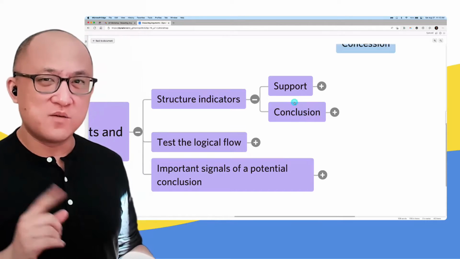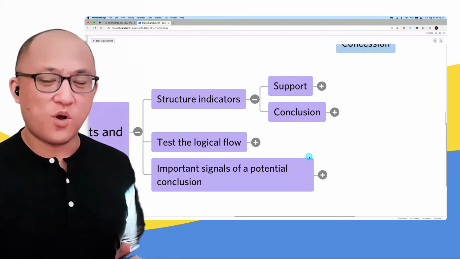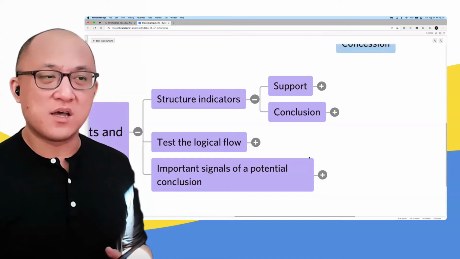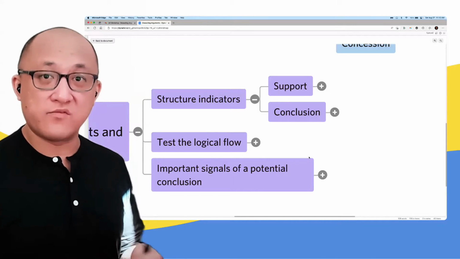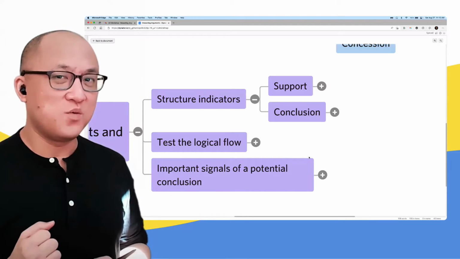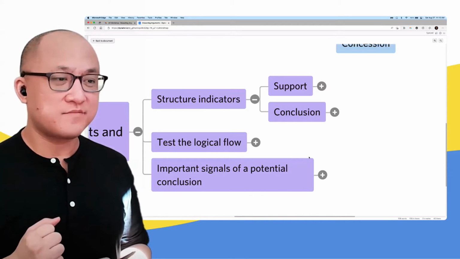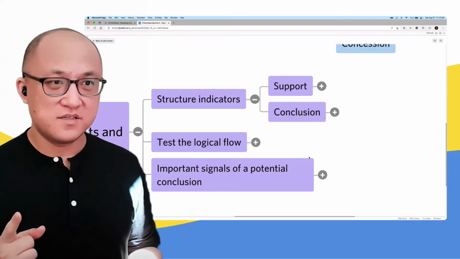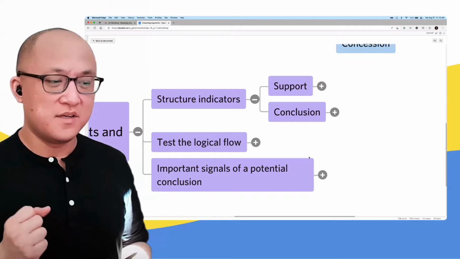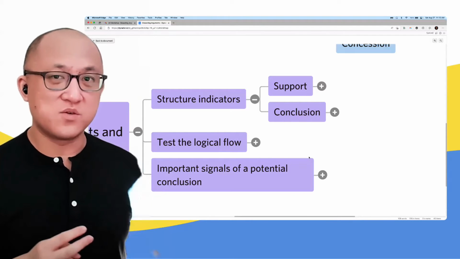So can you think a little bit, before I reveal it, what are the support indicators on the LSAT? The things that will tell you this is a reason being offered for something else. So we have, what's probably the most common? Since. Okay, what else? Because, yeah, those are the big ones.